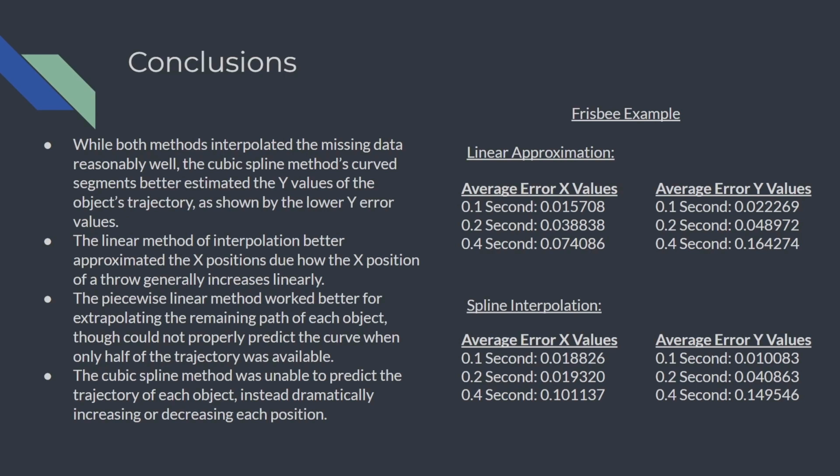It was also found that the piecewise linear method worked better for extrapolating the remaining path of each object, though it couldn't properly predict the curve when only half the trajectory was available. It sort of just continued where it was already going. And the cubic spline method was unable to predict the trajectory of any of the objects, instead dramatically increasing or decreasing each position value.